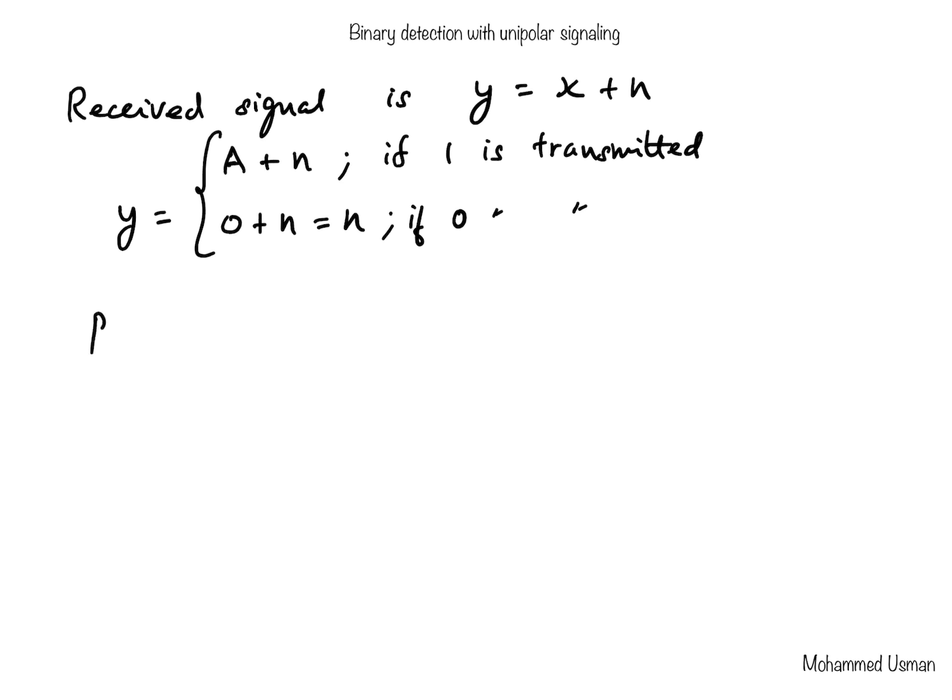So we'll define what is called the conditional PDF, the probability of Y given that a 1 is transmitted. It's the conditional probability of the received signal Y, given the condition that bit 1 has been transmitted, and it is the noise PDF P of n, but now centered on A. It will be the same as P of n minus A.